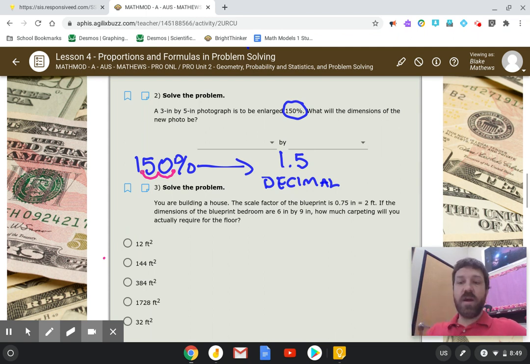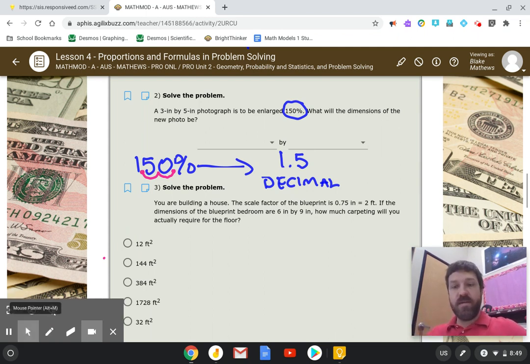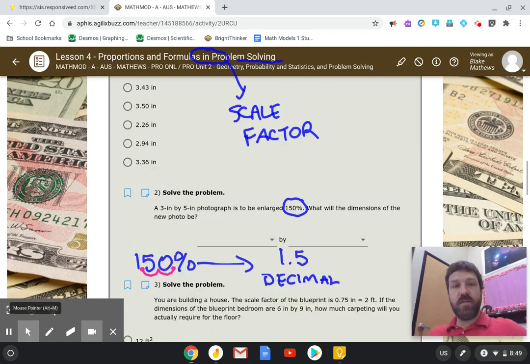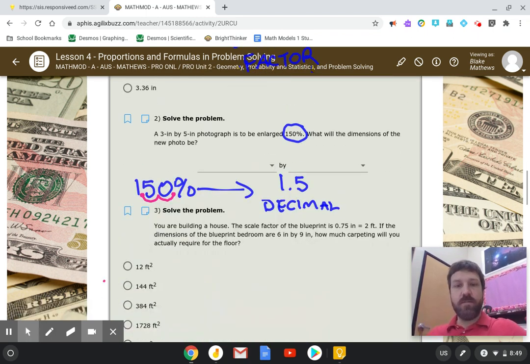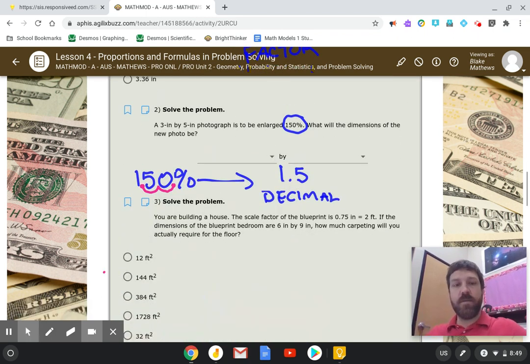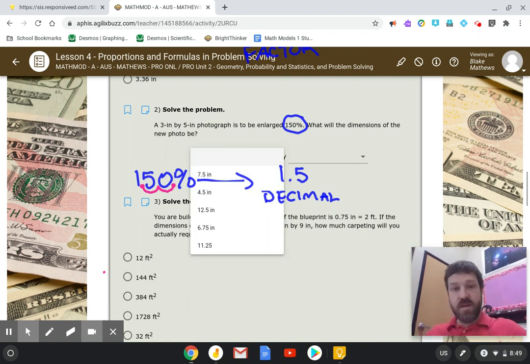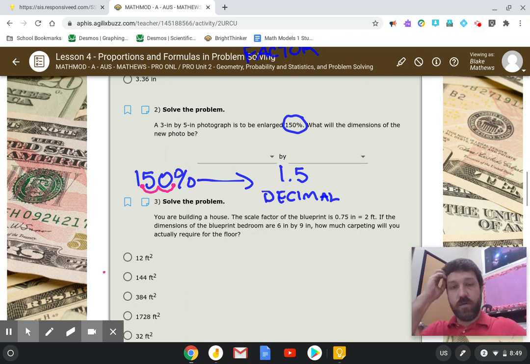So each of the dimensions needs to be multiplied by the scale factor, just like we did in the previous problem. Take the original size, multiply it times the scale factor, and that gets you the new value. Same thing here. Multiply 3 and 5, the dimensions of the original photograph, times the scale factor, 1.5, and that will give you the dimensions of the new size of the photograph.